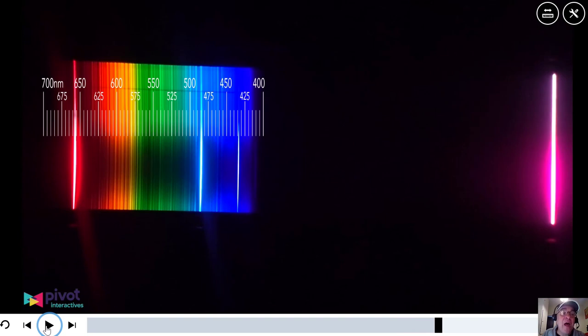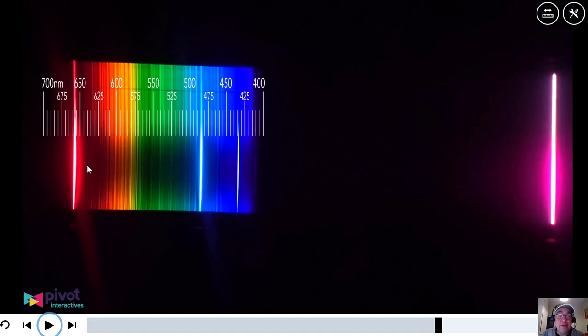So we have 3 lines. It looks like there's a whole bunch of lines, but we want to focus on the 3 brightest ones. There's a line here, a line here, and a line here. Make sure you write those down. These are in nanometers, and it's getting increasingly bigger as you go this way. So 400, 425, it's 450 here. Figure out what each one corresponds to.